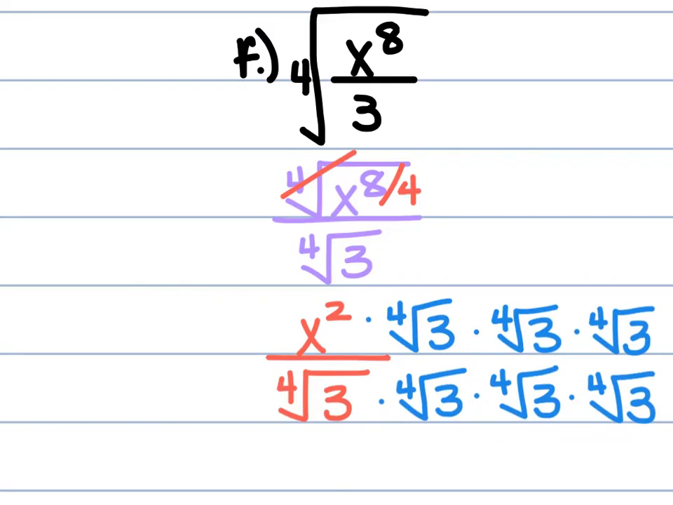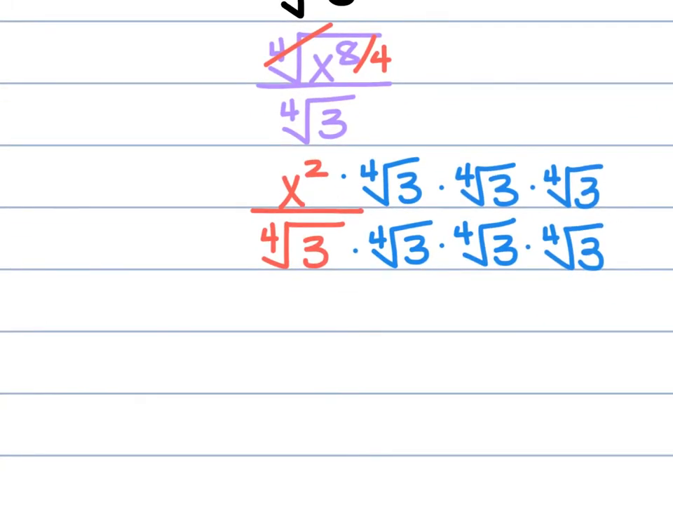So on the bottom, we're going to be left with just the 3. And on the top, we're going to be left with x squared. Now, 3 times 3 times 3 is 27. So this is going to be the fourth root of 27. So x squared times the fourth root of 27 all over 3.